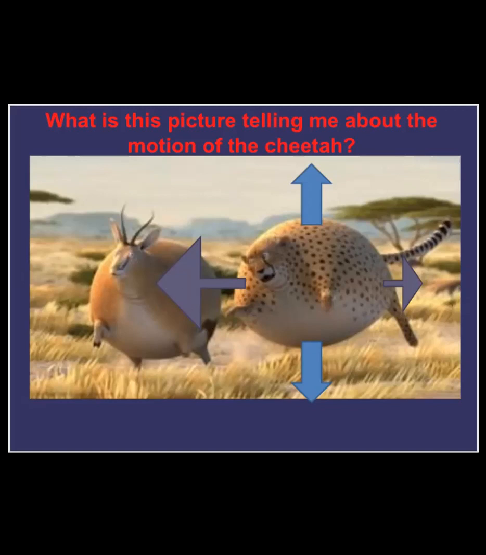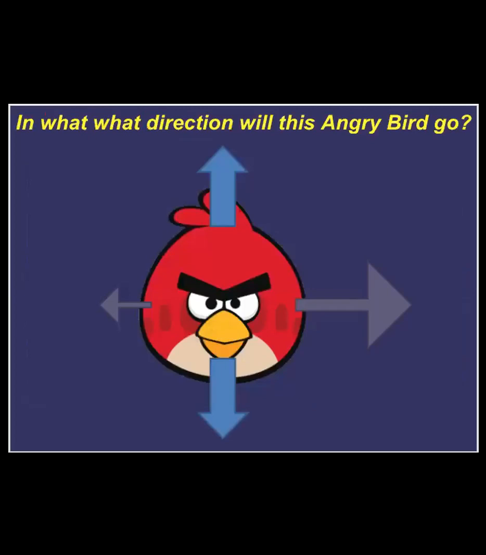So let's see another one right here. This angry bird. Some of you might have played this game. Now the upward and downward forces are equal. They cancel each other out. So we can say that this angry bird is not going to go up or down. However, if you look at the arrows, the one going to the left of the screen is smaller. The one going to the right of the screen is larger. So most likely, as these four forces are acting on the object, it will go to the right of the screen.